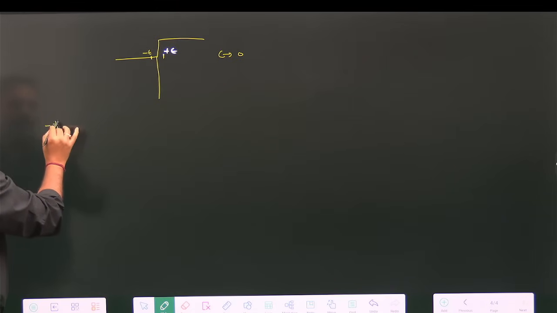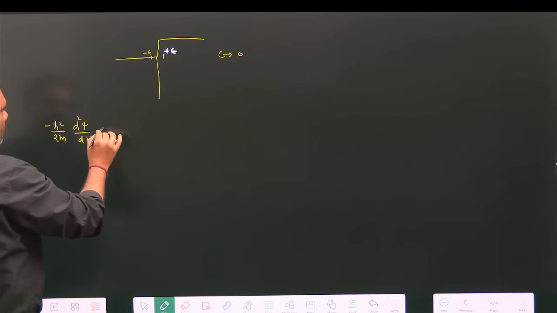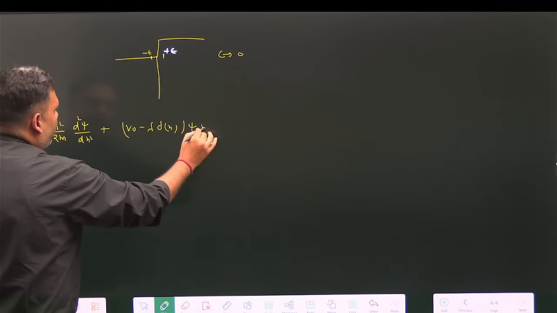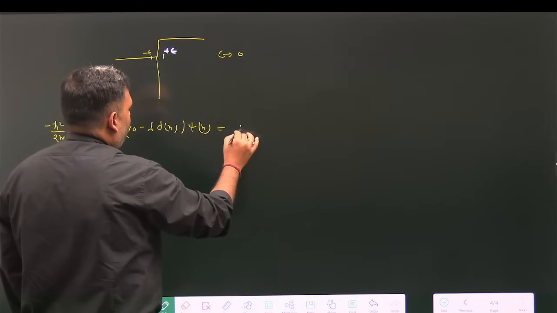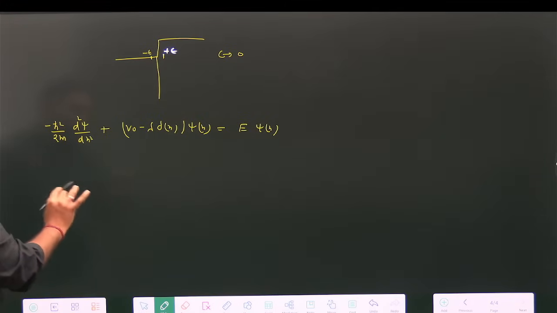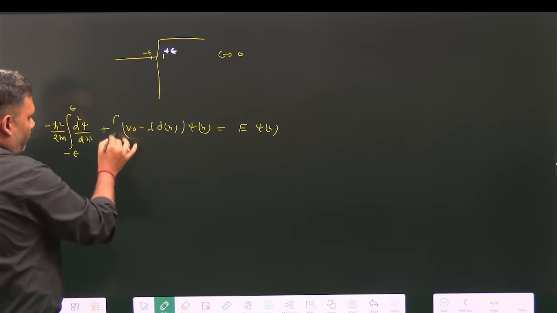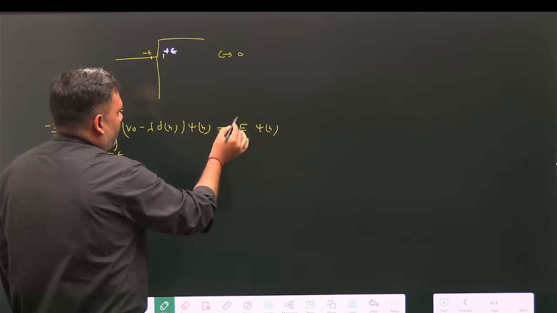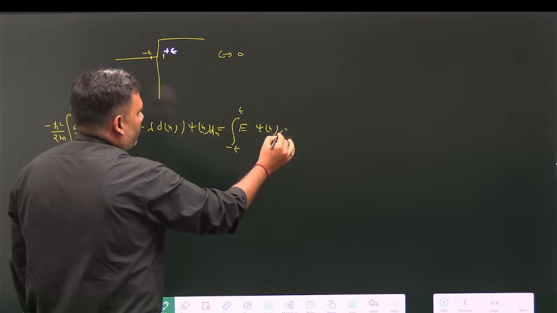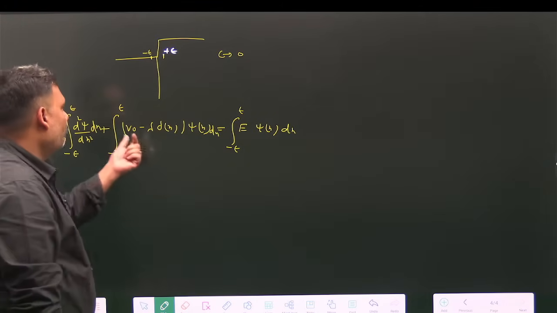So this will be minus ħ² upon 2m d²ψ upon dx² plus V₀ minus λδ(x) ψ(x), and that value is equal to Eψ(x). What we will do, we will try to integrate this whole equation from minus epsilon to plus epsilon, and we will also take dx. So when we go for all this calculation, then what will happen?